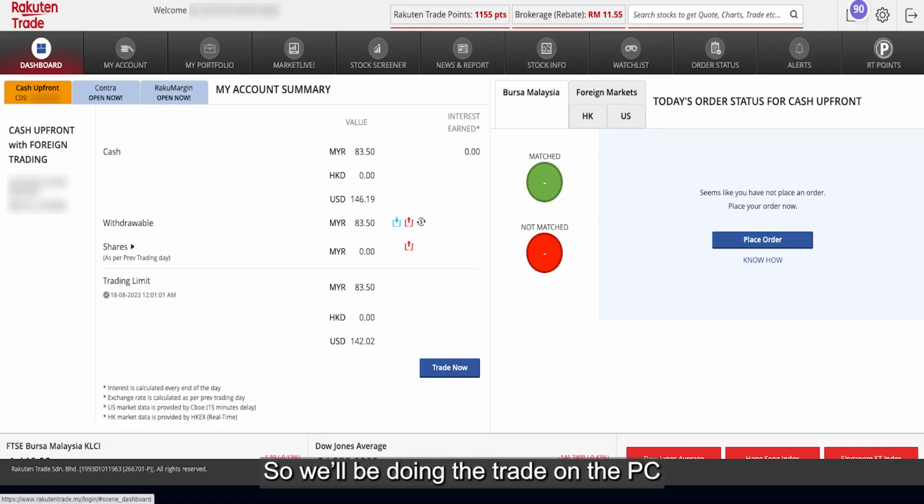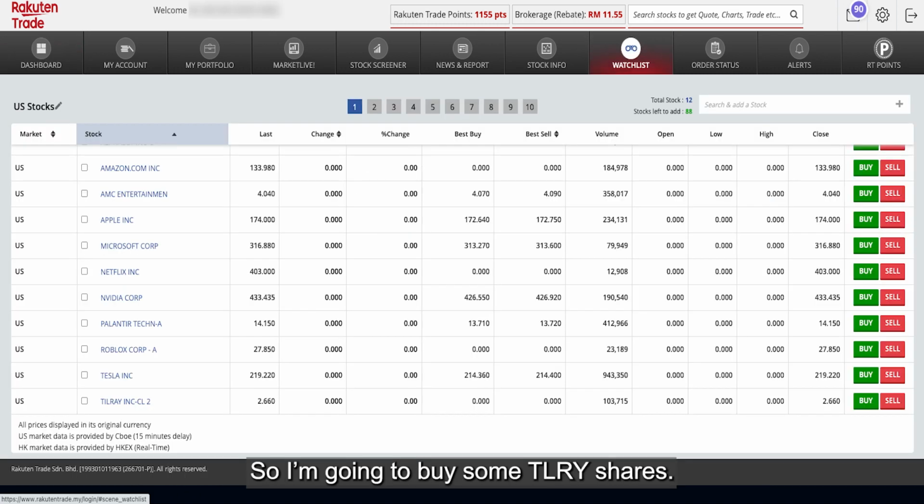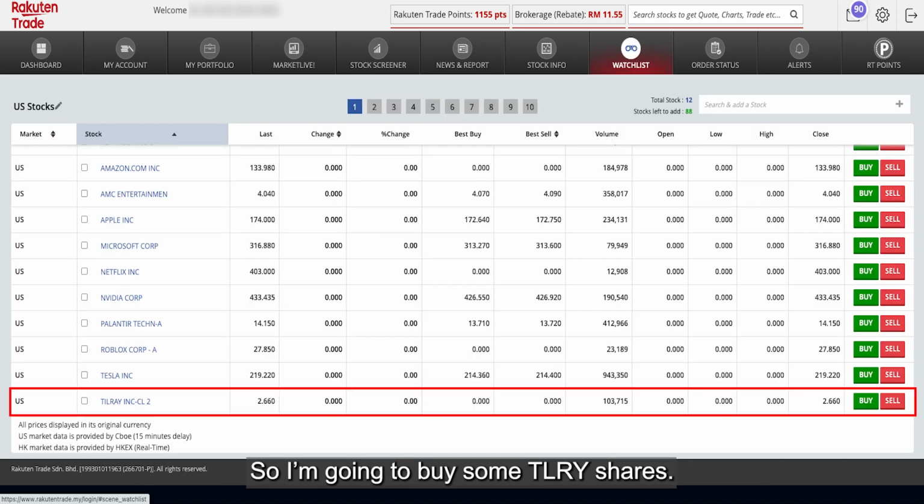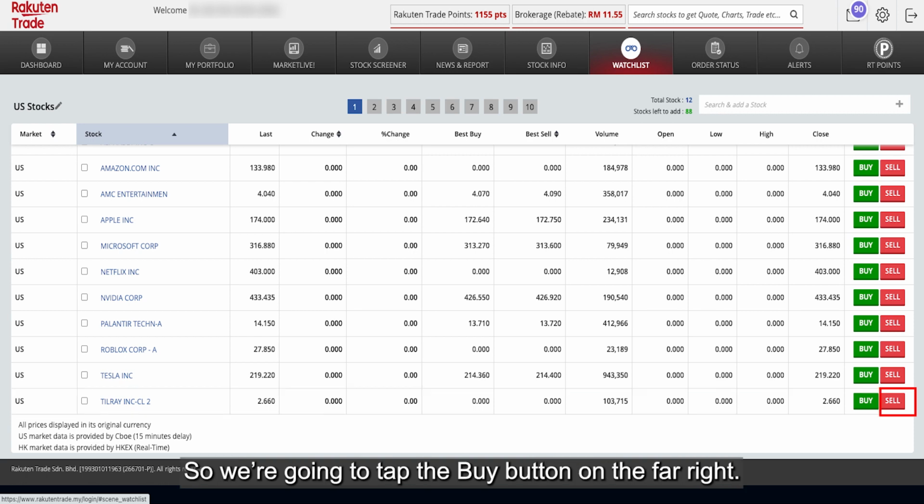So we'll be doing the trade on the PC in the Rakuten Trade website. So let's go to the watch list where I've saved some stocks. So I'm going to buy some TLRY shares. So we're going to tap the buy button on the far right.